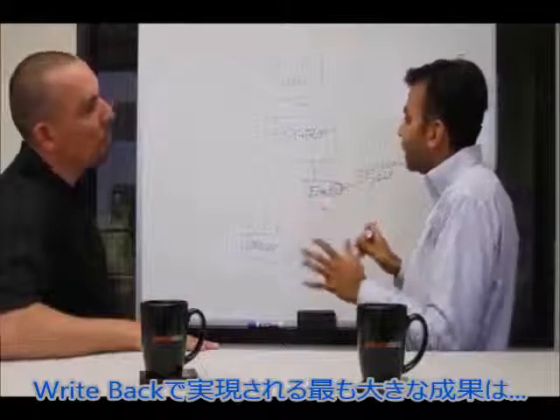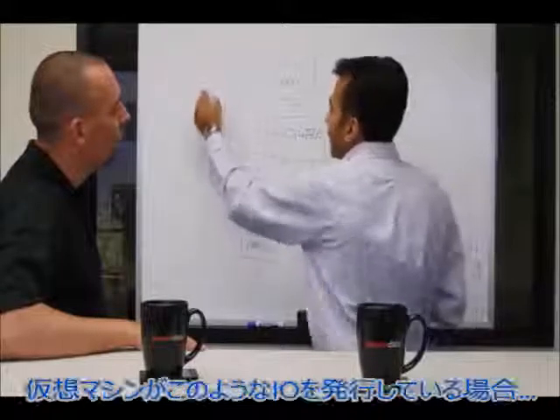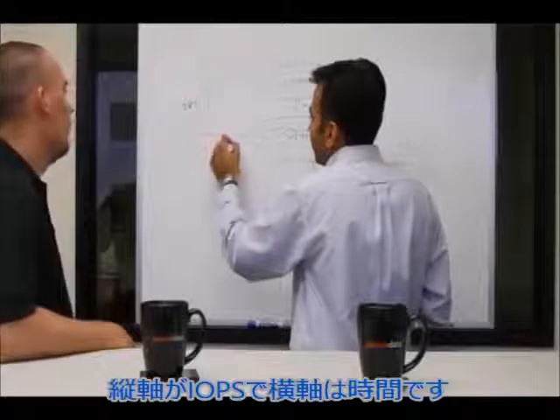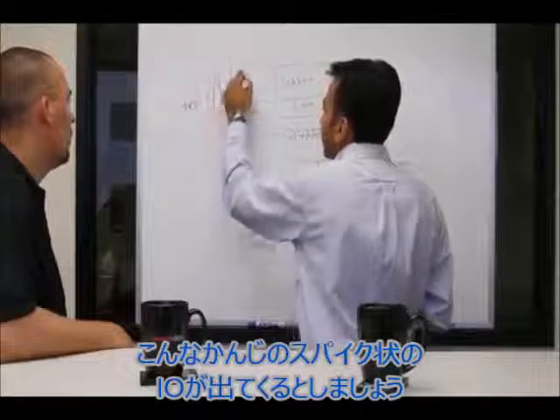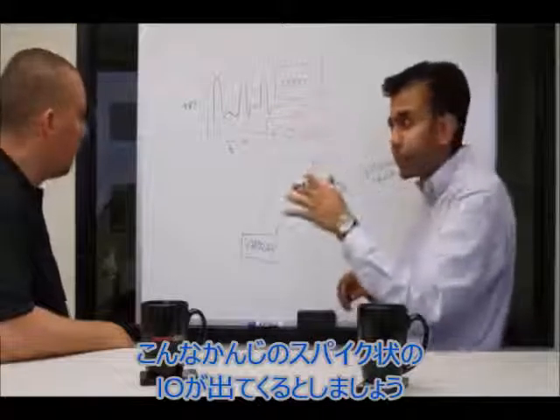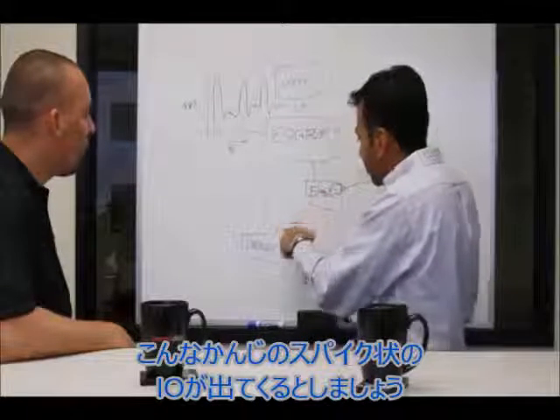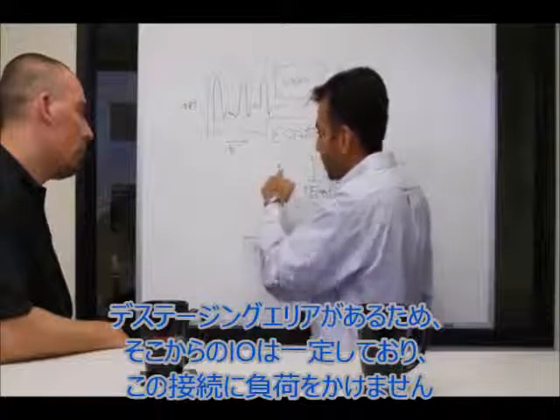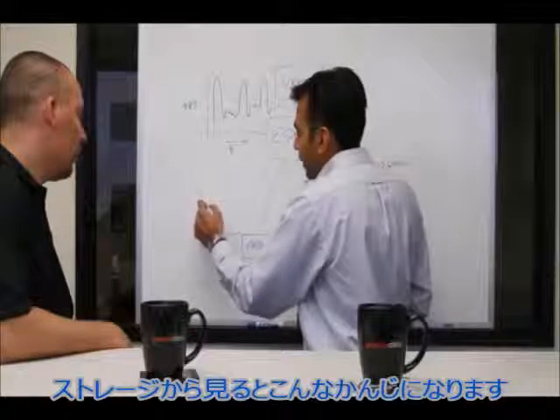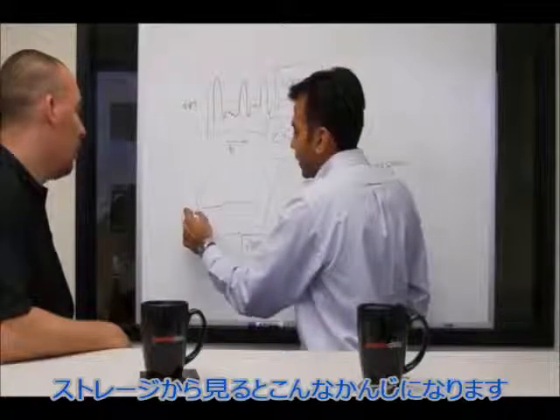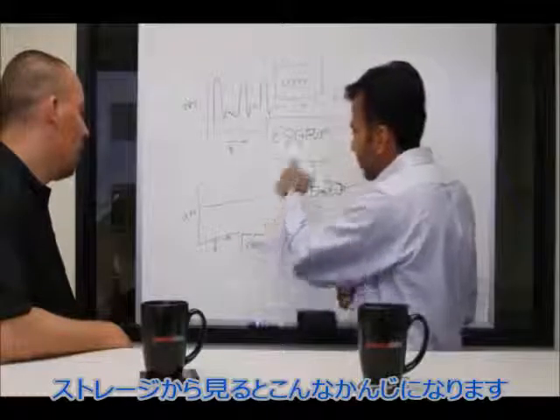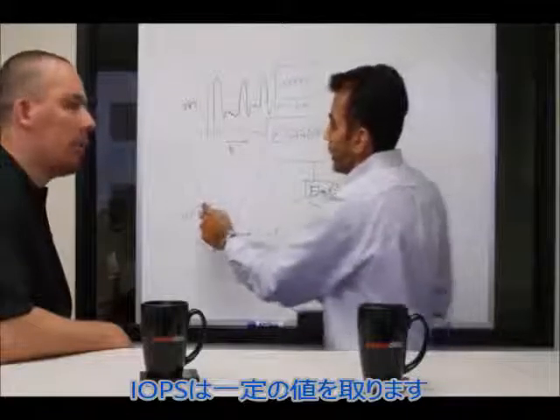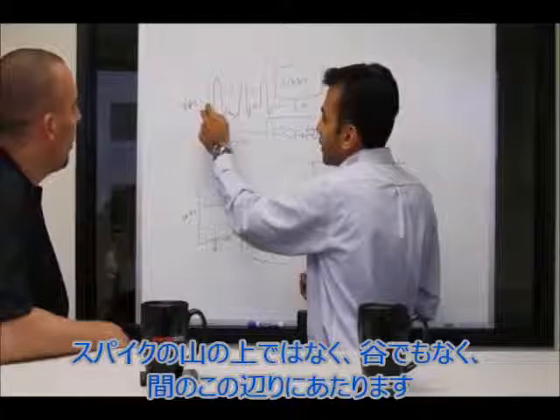So the big deal about write back is that the virtual machine could be doing this I/O. Let's say this is IOPS and this is time. It could be doing spikes and going all over the place. And by virtue of write back, because we are de-staging at a very constant pace so as not to overwhelm this link, what the array sees, if this is IOPS and this is time as seen on the fabric, is a very constant rate of IOPS, which is not this, it is not this, it is somewhere in the middle.